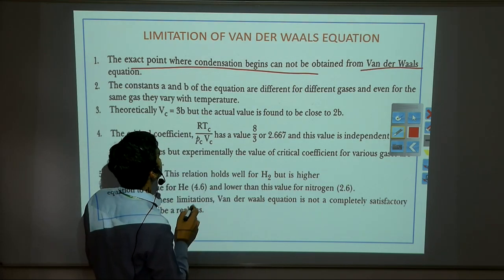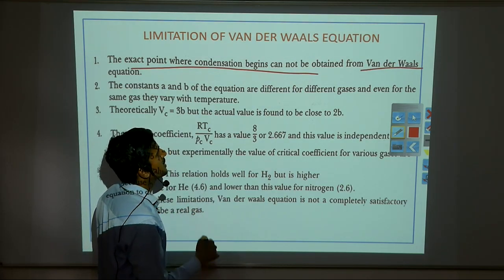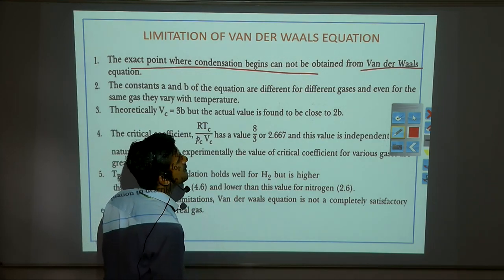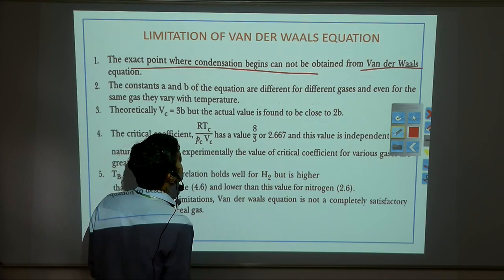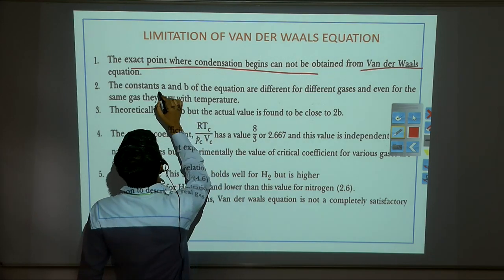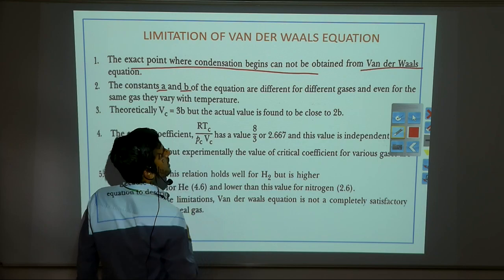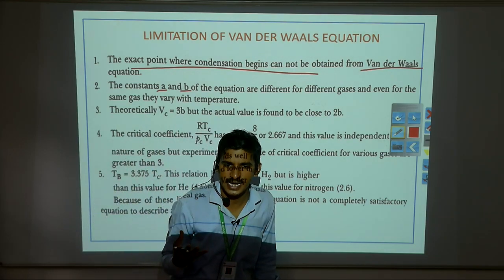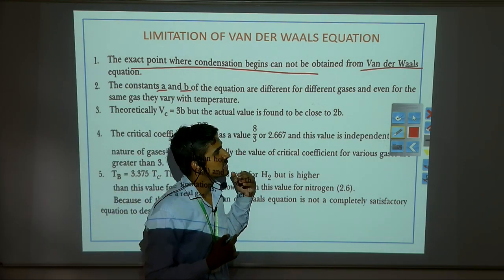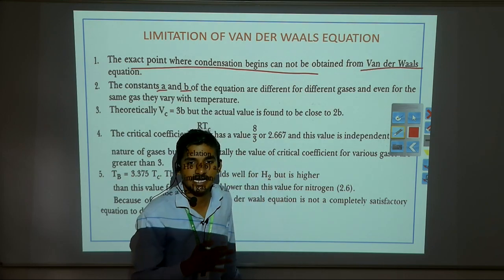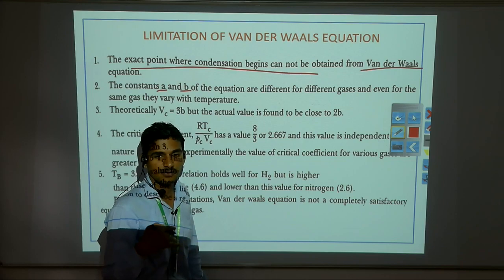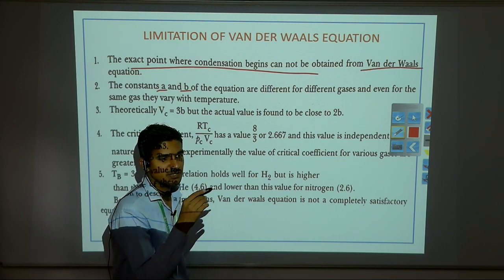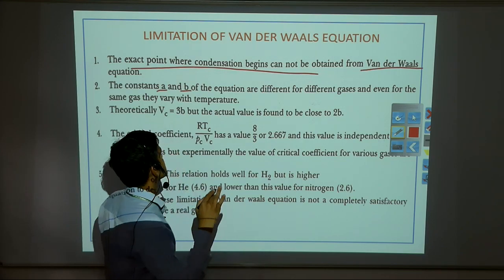The constants A and B in the equation are different for different gases, and even for the same gas they vary with temperature. This means the values of A and B vary for different gases, and for the same gas they vary with temperature.